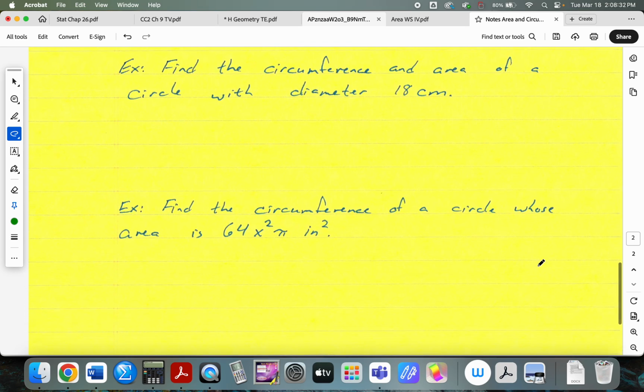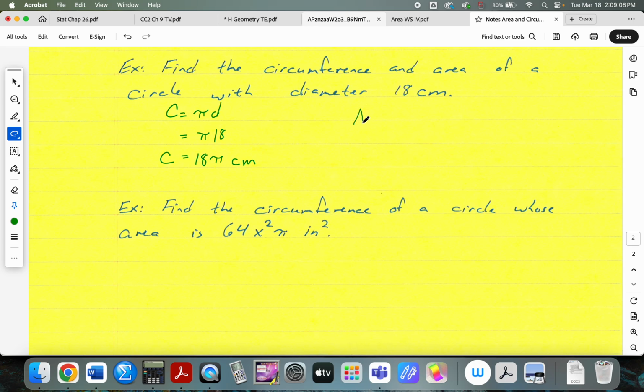All right, so let's do a couple of example problems. Find the circumference and area of a circle with diameter 18 centimeters. Well, since they gave me the diameter, I'm going to use the formula that says circumference is pi times the diameter. So that's pi times 18. So the circumference is 18 pi centimeters. Notice it's not squared, it is a distance. So it's not square centimeters here.